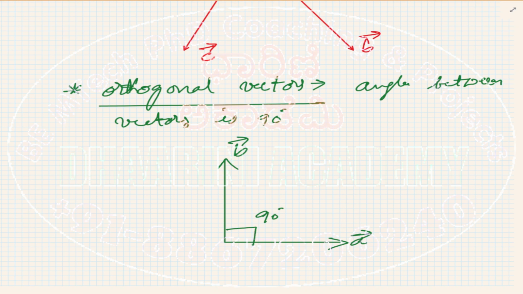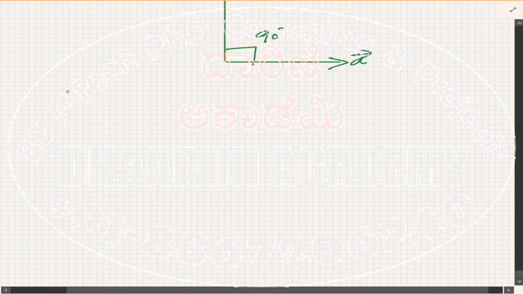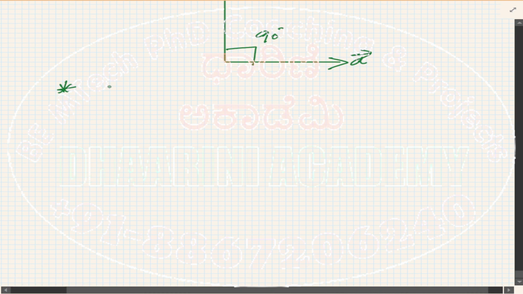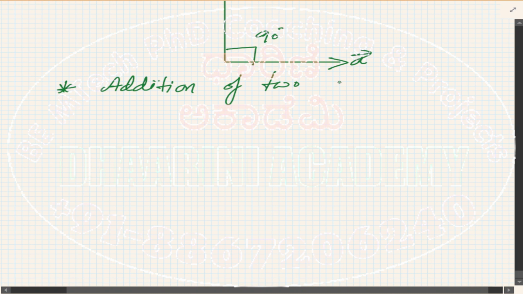Okay, now let's go to the simple operations among the vectors. So the first operation is called addition of two vectors.